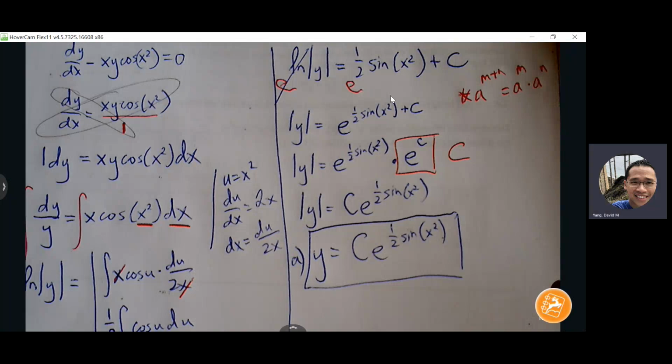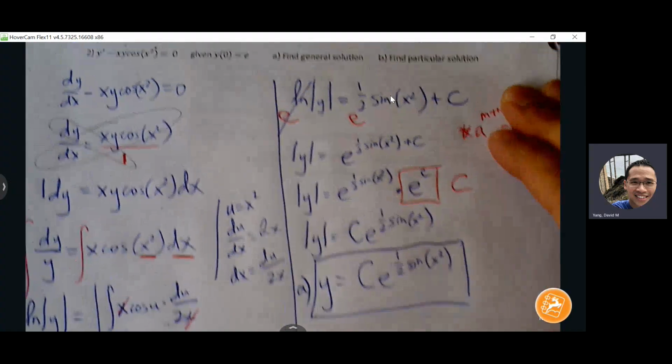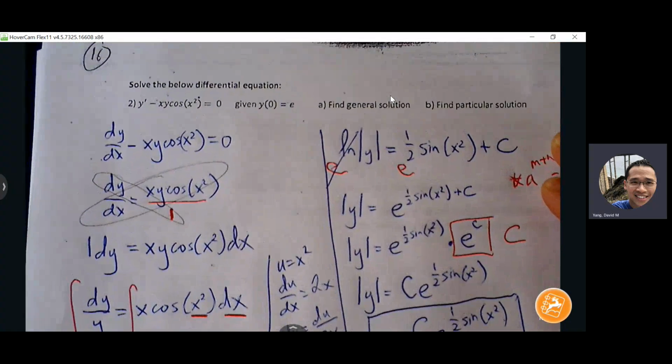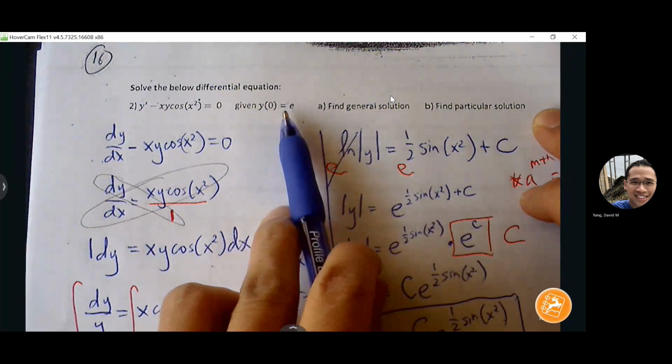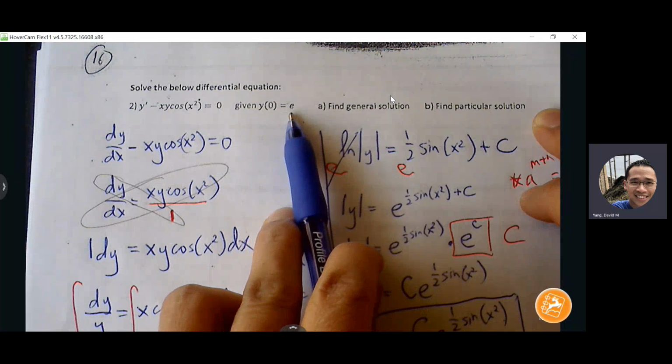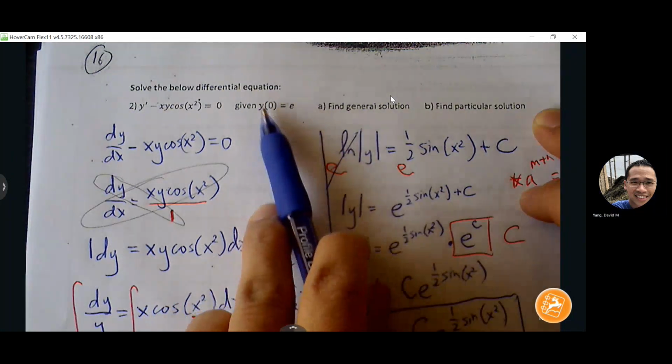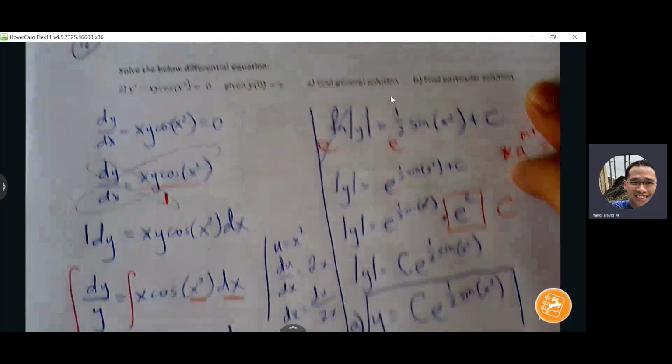Okay, any questions so far? Part A. Okay, so now part B, it says find the particular solution. Now we can just plug 0 in for x, e in for y. And this will allow us to solve for what? Yeah, I'm trying to solve for c.